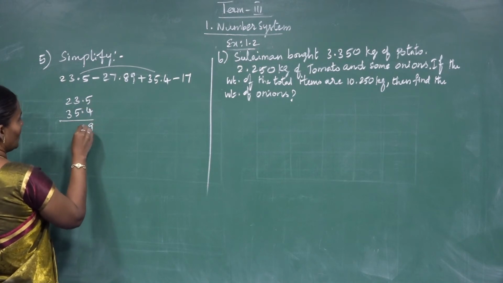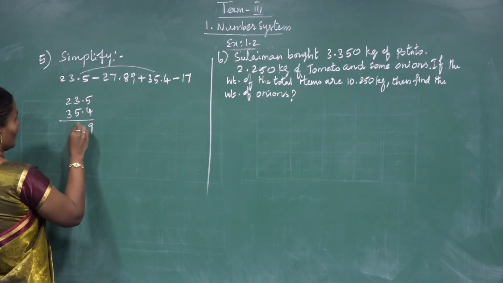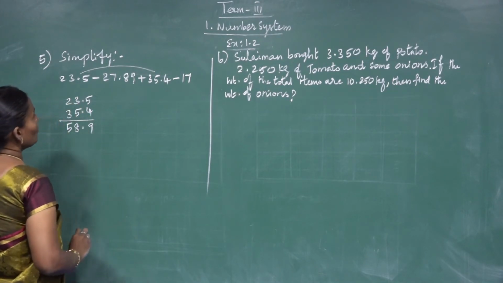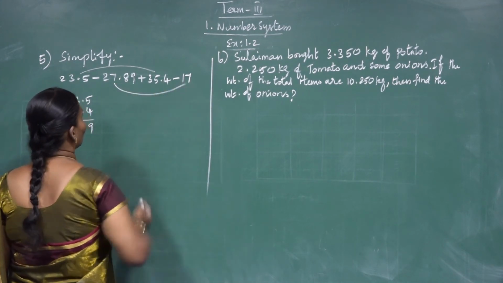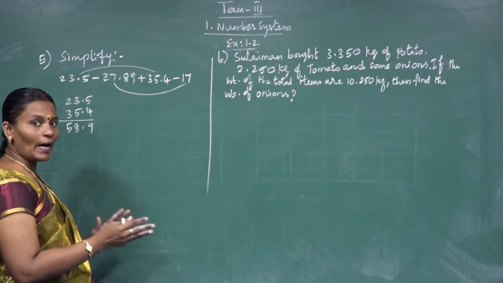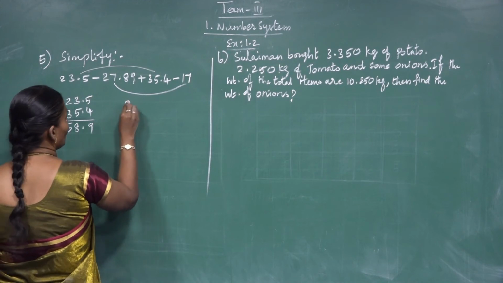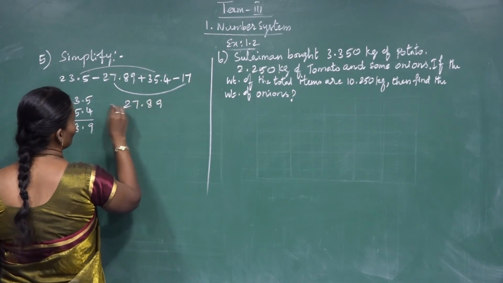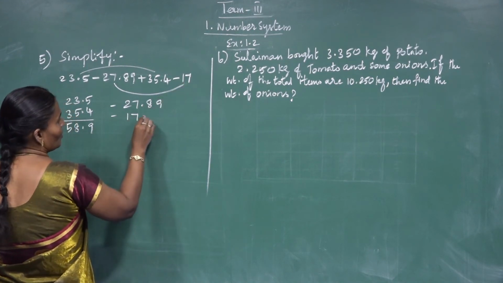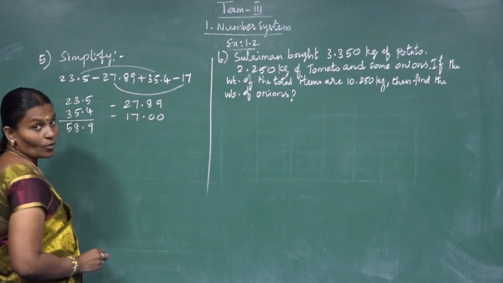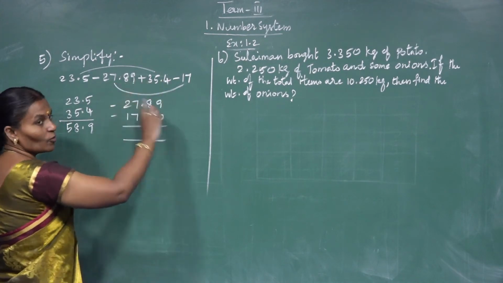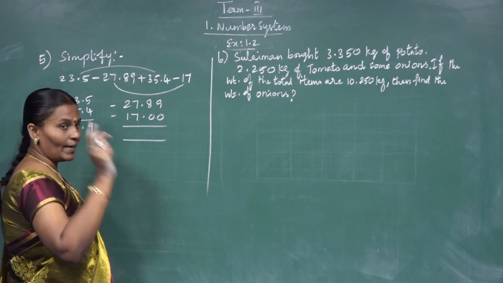5 plus 4 is 9. Point here. 3 plus 5 is 8. 2 plus 3 is 5. 58.9. Next you take these two negative numbers. Both are negative. Both have the same sign, so there also you have to add. The numbers are minus 27.89 and minus 17. Here for 17 you put the decimal places 0, 0. Now add this. Why do we add here also? Both are negative, same sign, so you have to add.